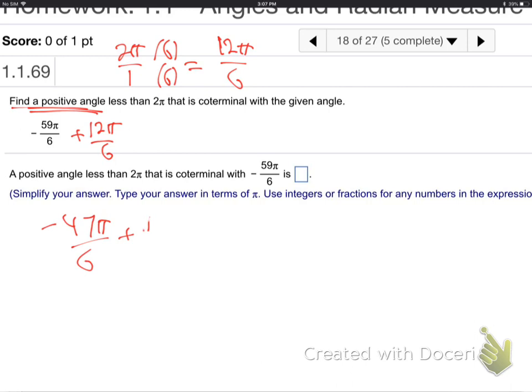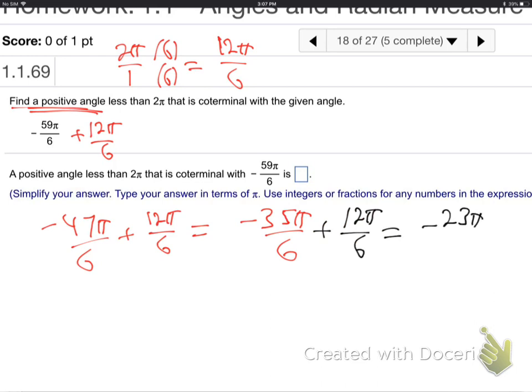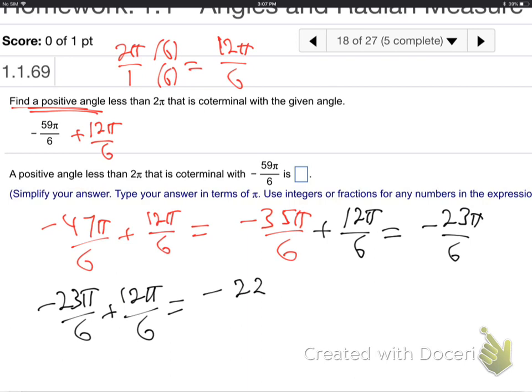You add 12 pi over 6, and you get negative 35 pi over 6. And then you add 12 pi over 6 again. You get negative 23 pi over 6. Bring it down here. Negative 23 pi over 6. Add 12 pi over 6 again. You get minus 11 pi over 6. Oh, yeah, 11. Thank you.